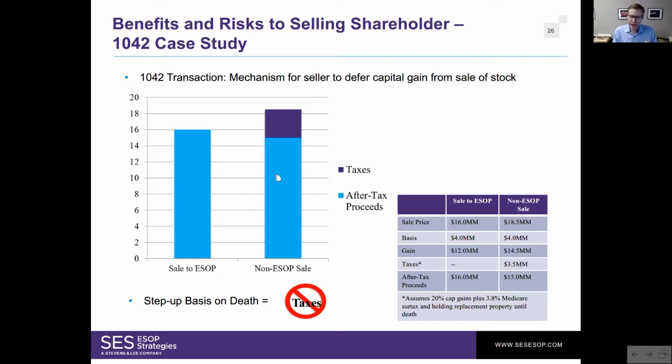So this can be, depending upon your basis in the stock, depending upon the value of your stock, a very material tax benefit. And we highlighted for you here a real life example of a client who thought they could get 18.5 million selling to a third party, ended up selling to an ESOP for only 16 million, but because they didn't have to pay tax, they actually put $1 million more cash in their pocket at the end of the day when everything was said and done. So it can be a very, very large tax benefit, but it's just for the seller.